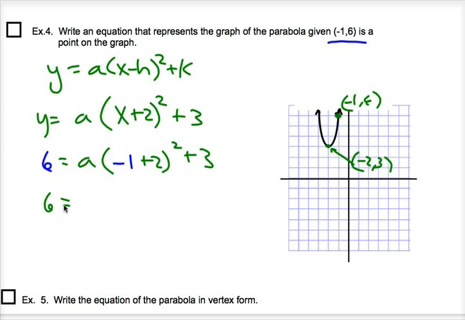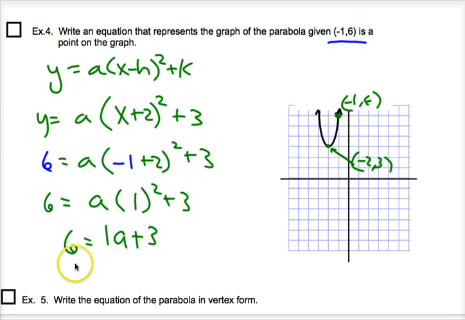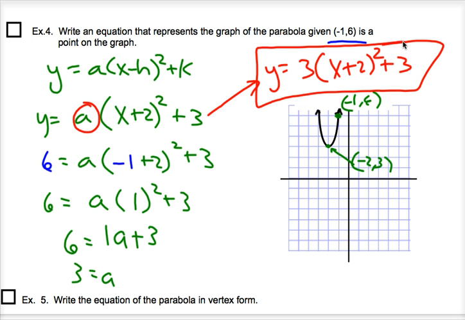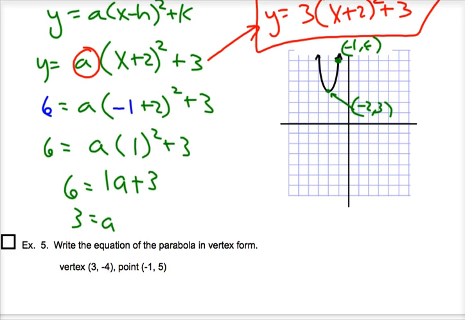So I just plugged in negative 1, 6. And 6 equals a times 1 squared plus 3. 6 equals a plus 3, 1a plus 3, if you will. 1 squared is 1, so a is 3. And now I can go back up here and I can finish my problem because the only thing I needed was a. So y equals 3 times the quantity x plus 2 quantity squared plus 3. That's that parabola in vertex form.